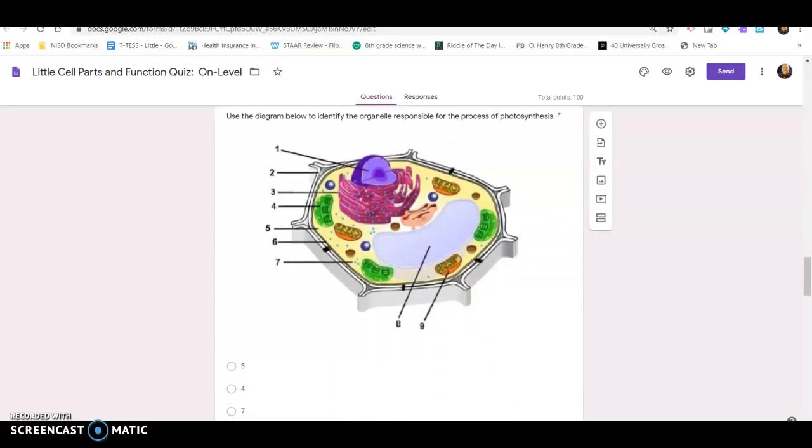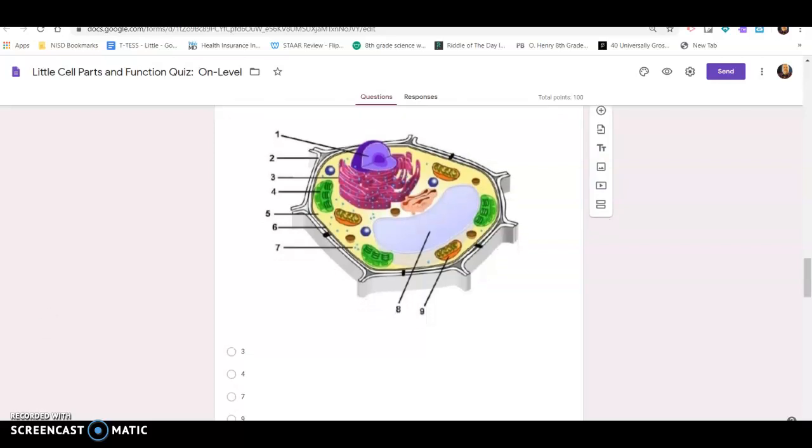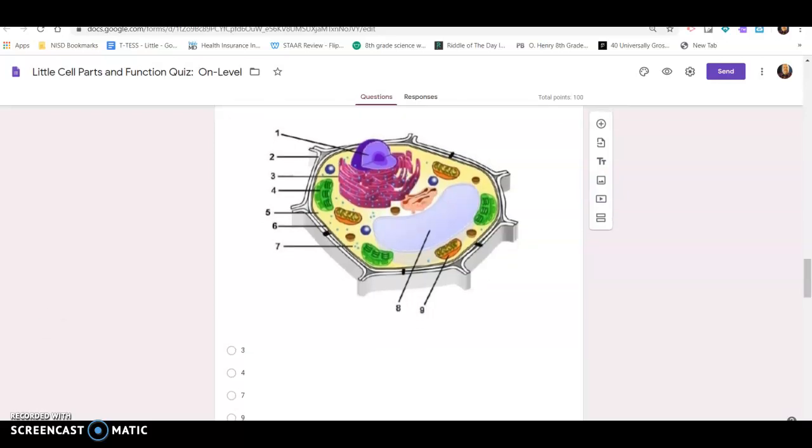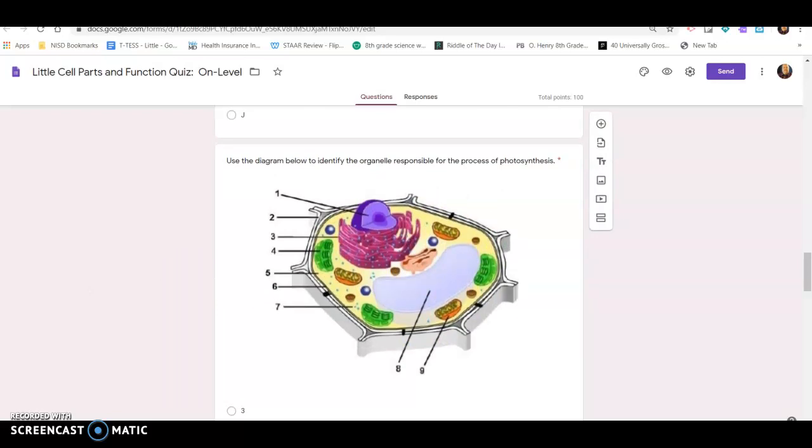Next question. Use the diagram below to identify the organelle responsible for the process of photosynthesis. Is it going to be 3, which is right here? Is it going to be 4, which is right here? Is it going to be 7, which points to these dots right here? Or is it going to be 9, which points to these kidney bean items right here? Which of those 4 is responsible for the process of photosynthesis?